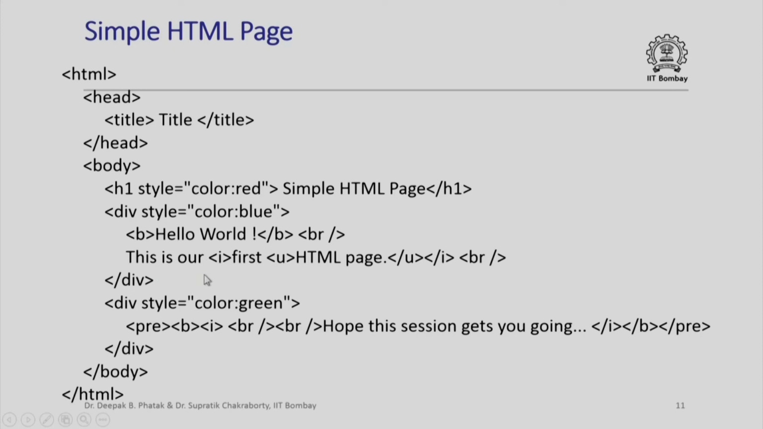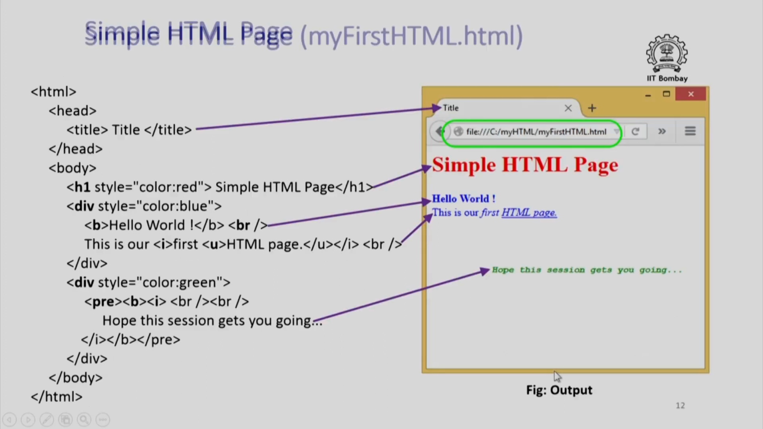Subsequently, I have some more text which I want to appear in green. So, I say div style color colon green, and then with all these attributes I say hope this session gets you going. Based on our knowledge of the meaning of different tags, you can very easily interpret how all these nested tags will translate into a specific appearance, and presto, you get this page.